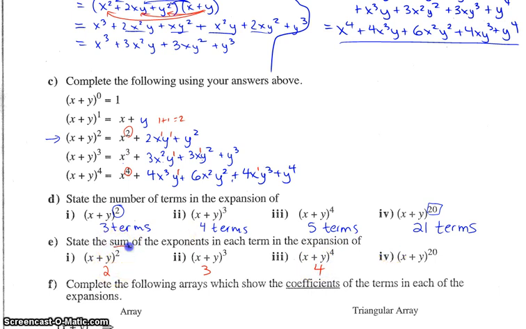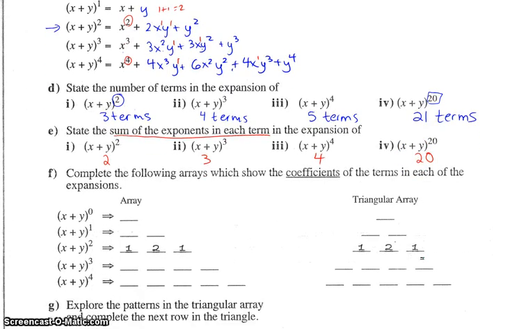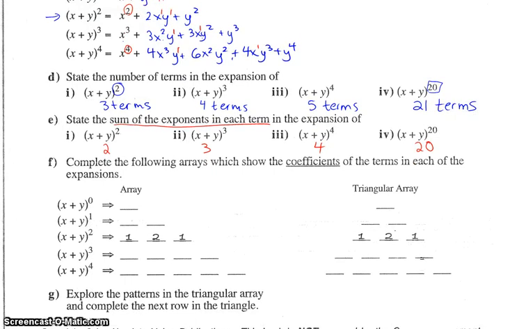It looks like the sum of the exponents in each term is the same as the original exponent on the binomial. So in other words, we would expect the sum of the exponents for this last one to be, yep, you got it, 20. Good. Okay, complete the following arrays which show the coefficients of the terms in each of the expansions.